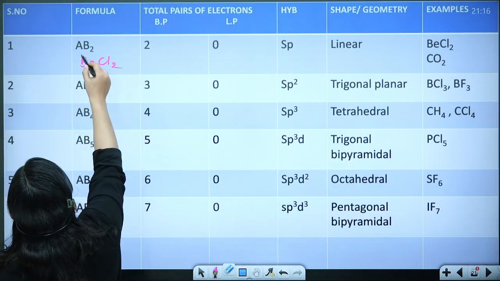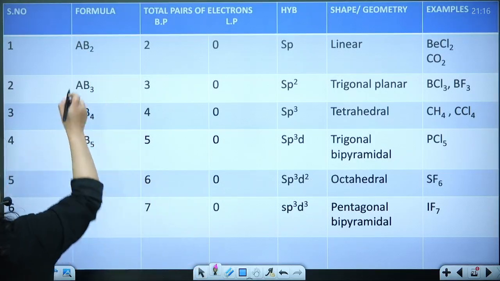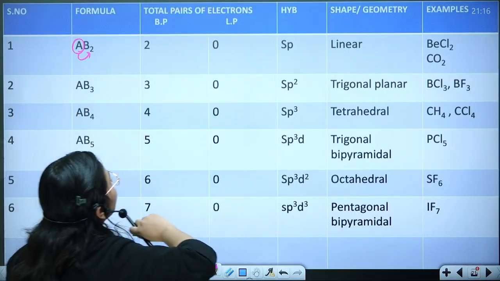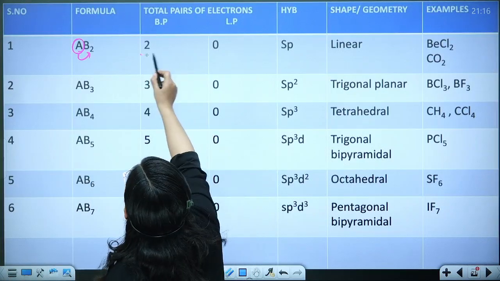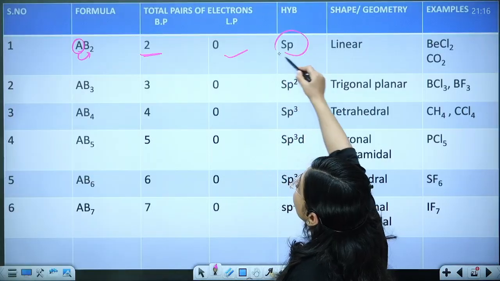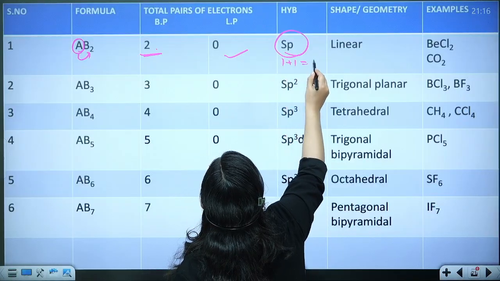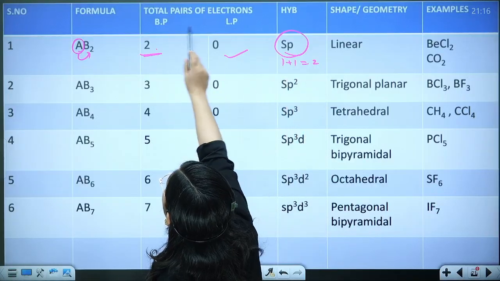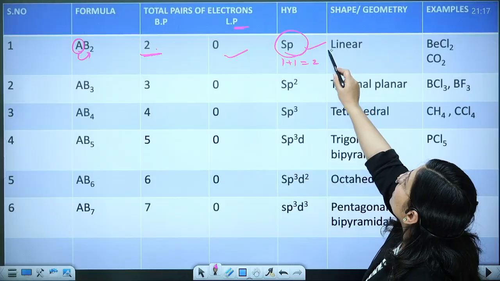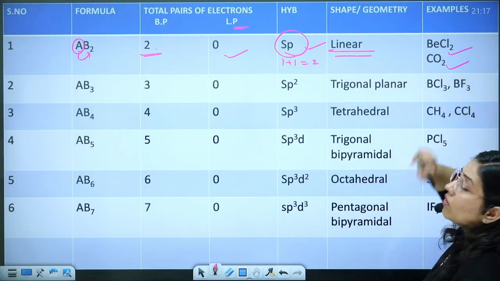We are taking the general formula here as AB2, where A is the central atom attached to two monovalents. So here the total number of bonds is 2, lone pair 0. Wherever there are 2 bond pairs and no lone pair, sp hybridization will be there, and the shape or geometry will be linear. Examples, BeCl2, CO2.